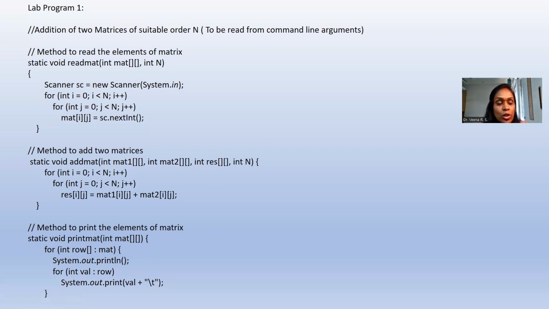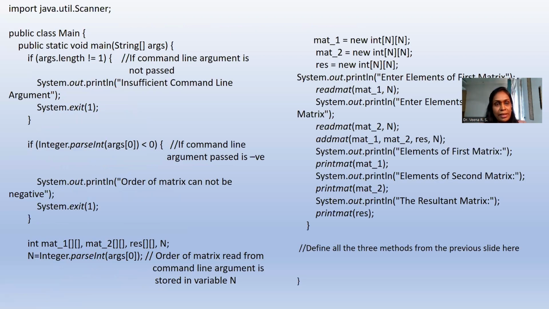So here with two for each loops, what it will do is the first two-dimensional matrix will be converted into one dimension. One-dimensional values will be retrieved as one value at a time. And once the elements of that particular row and column are over, it automatically comes out of the loop. So these three different methods we have defined for lab program 1, and these three methods we'll be calling in the main method.